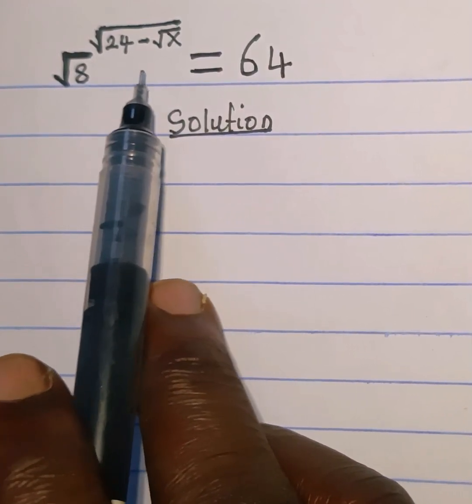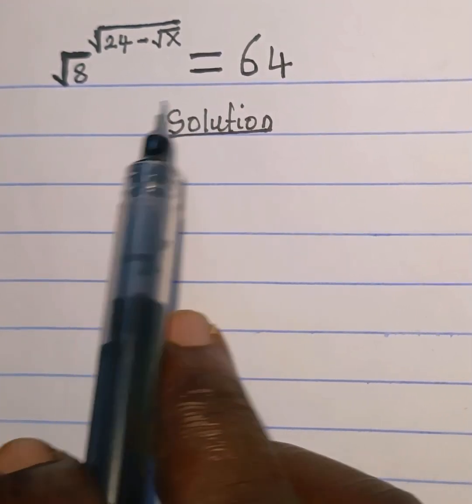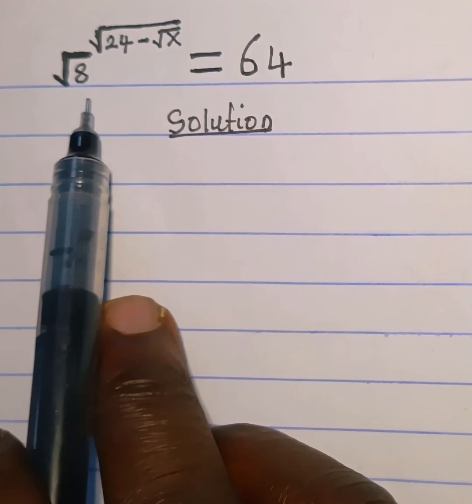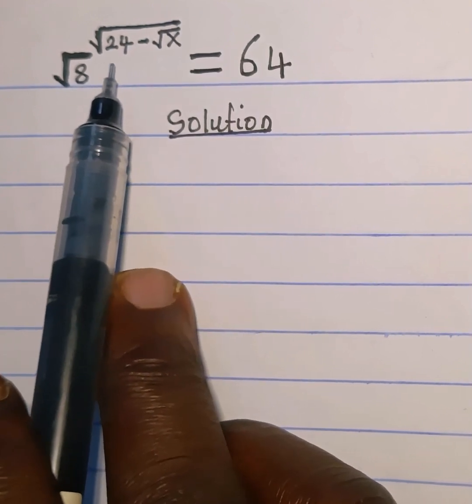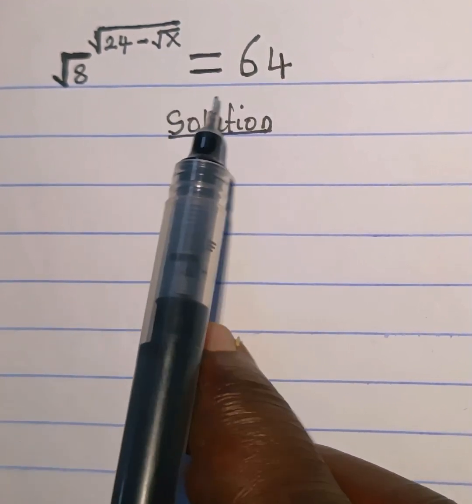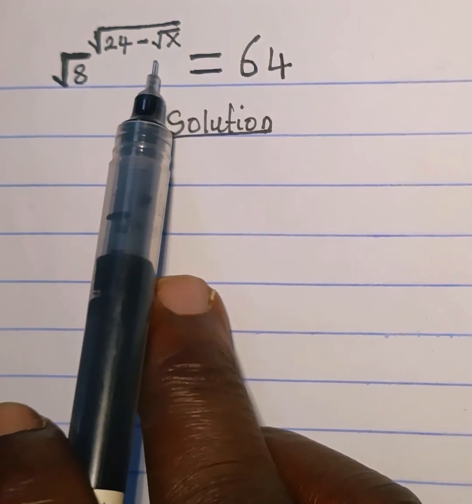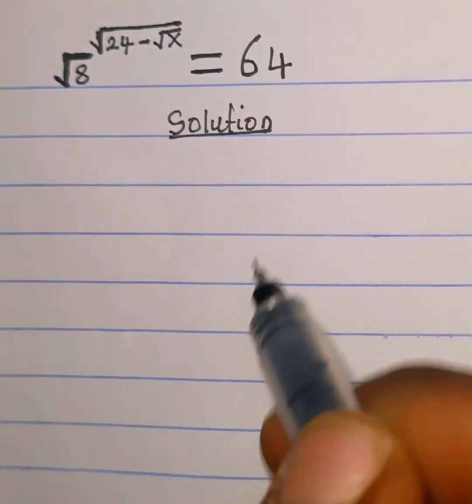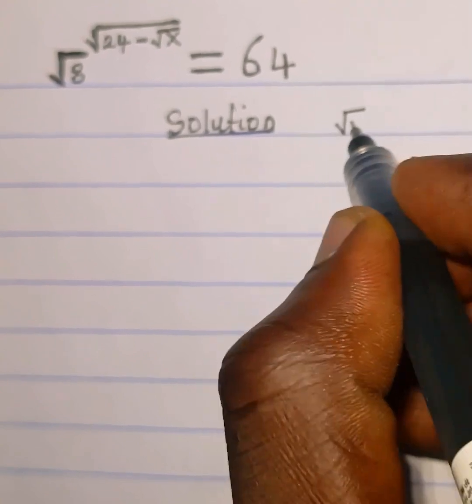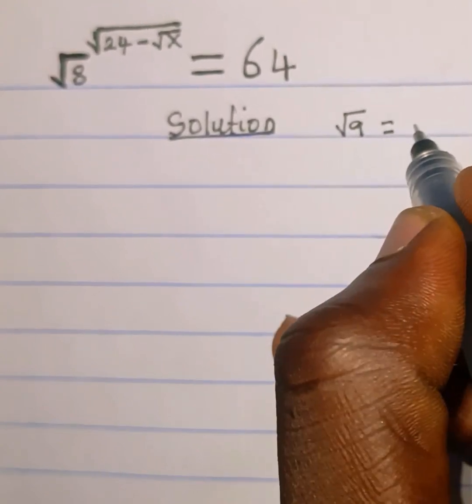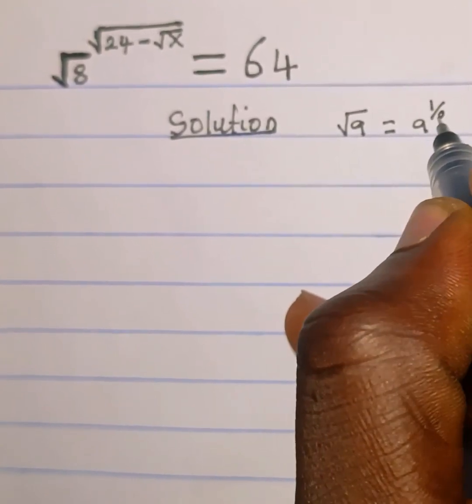We're going to solve for the value of x from this nice exponential equation. We're given square root of 8 raised to the power of square root of 24 minus square root of x is equal to 64. And we're asked to solve for the value of x. The first thing we need to recall is when we have square root of a, this is the same as a raised to the power of 1 over 2.